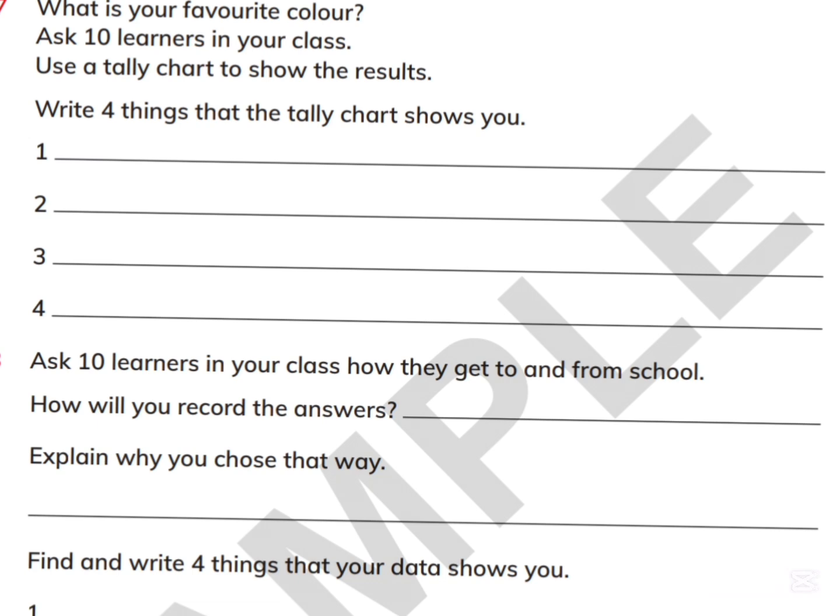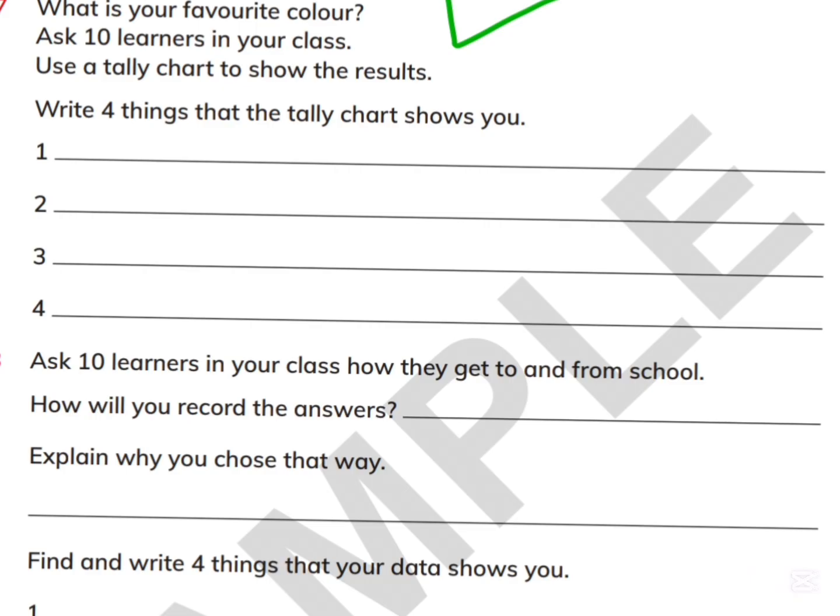Now the page number 75, question number 7. What is your favorite color? Ask 10 learners in your class. Use daily chart and write the answers. So this is the activity for the students, or you can do with your students, or you can do with your children. Okay, write 4 things and show as usual.